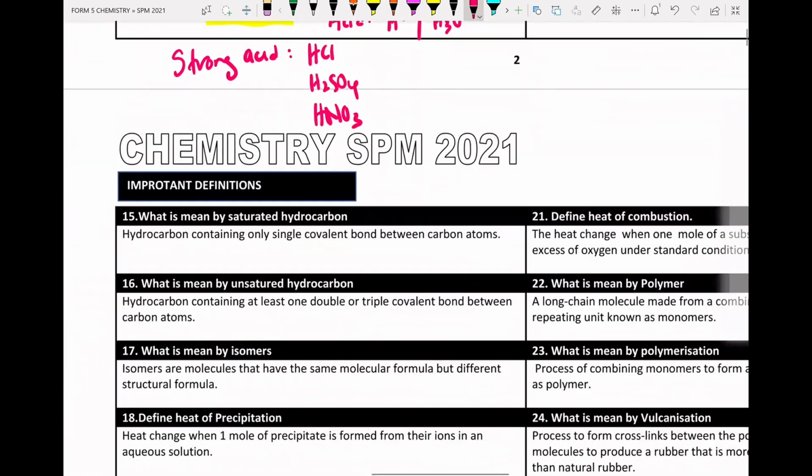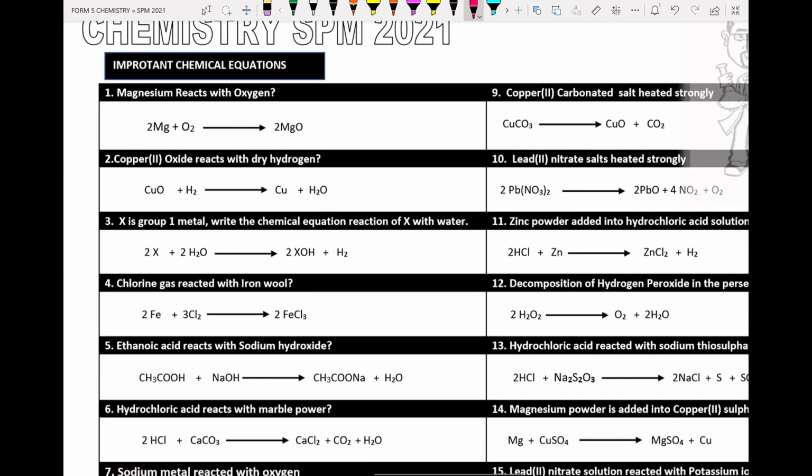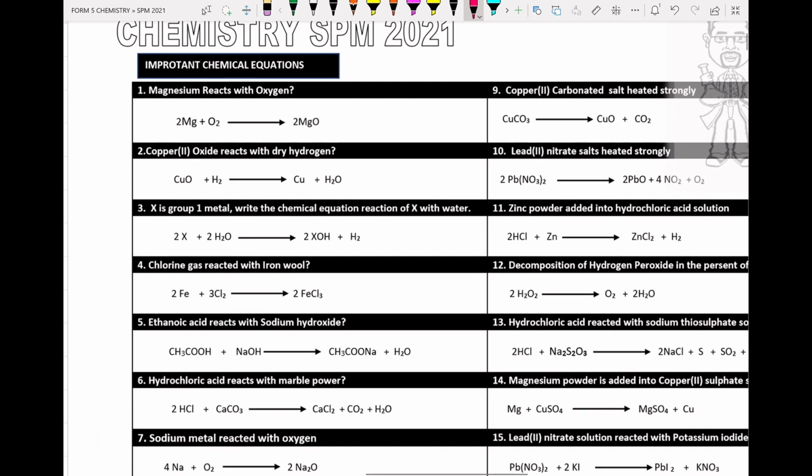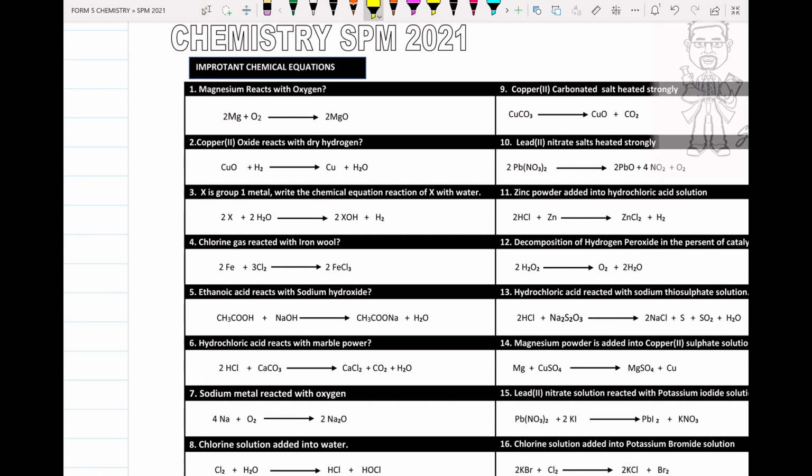All right, I move on to the next important items. These are Form 4 topics. So I move to the next important chemical equations that students must remember. The first one is empirical formula. Magnesium reacts with oxygen. The equation is given here.